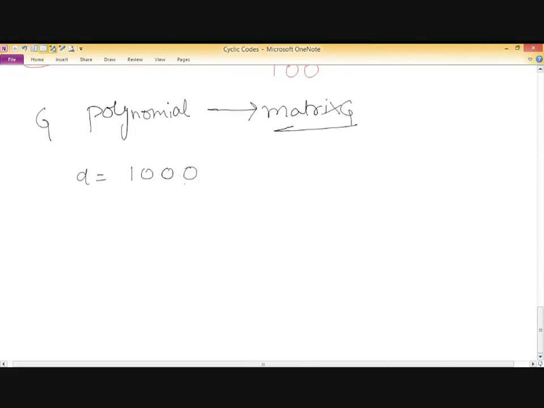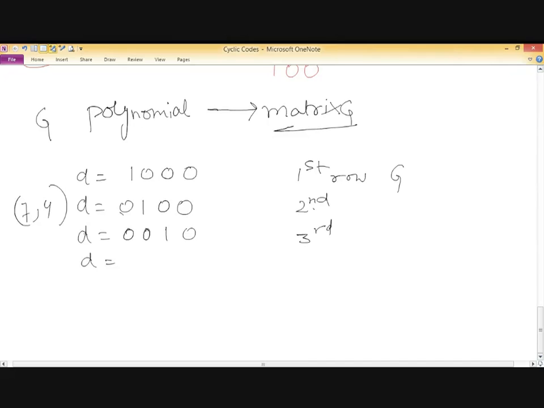If we know that for data 1000, we get the first row of G matrix. यदि हम 1000 को मल्टीप्लाई करें अपने जनरेटर मैट्रिक्स से, we get the first row of G matrix. Similarly when we talk about 0100, we get the second row. मल्टीप्लाई करेंगे तो सिर्फ सेकेंड रो बचेगी, बाकी सब हट जाएंगे. Similarly this will be third row. And lastly, if we talk about 7,4 code, we will be getting the fourth row of G.